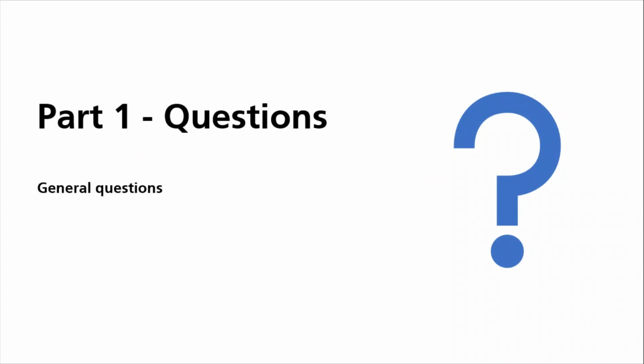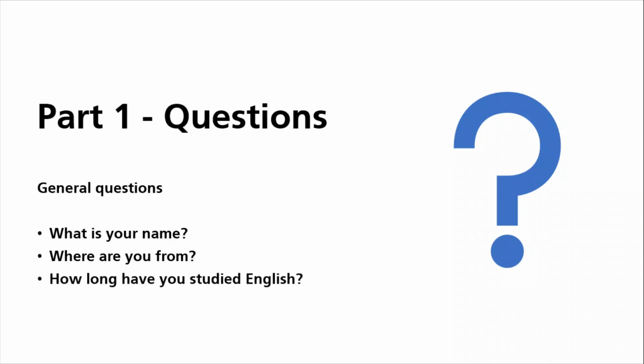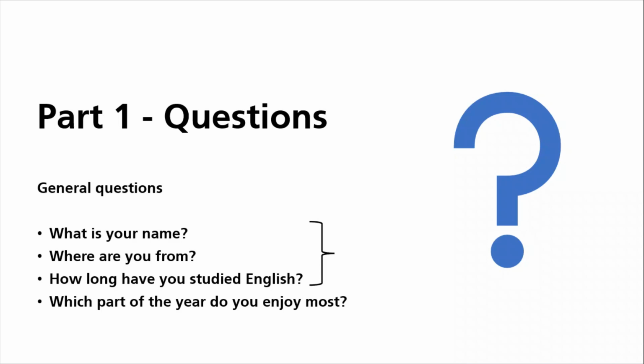Part 1 is a collection of general questions, and there are questions the examiner asks both people. Typically, the examiner will ask the person's name, where they come from, and then a question like this about how long they've studied English. This is an example of another question that they could ask the candidates. And you can see here these 3 questions usually come at the very beginning of the speaking test. So let's just consider how to answer the questions here.